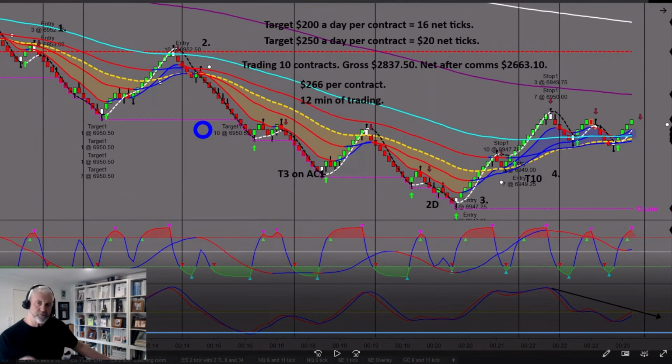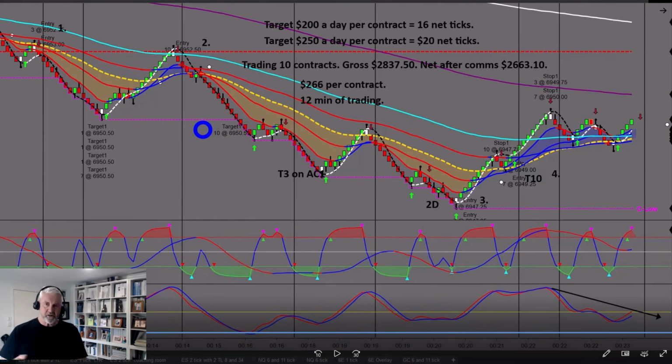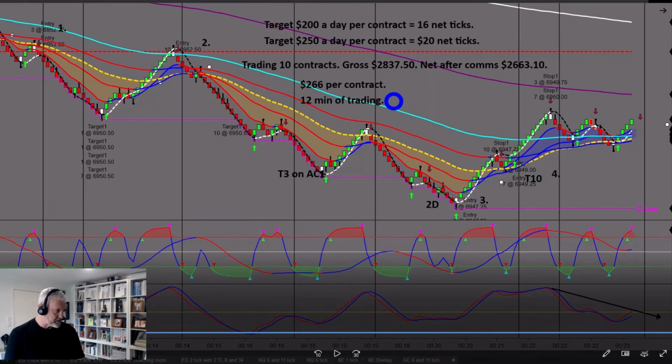And the reason being, if you're scalping 1 tick or 2 ticks, and really it doesn't matter which market you're scalping, it can move really quickly at times. So you really want to be focused when you trade. So in that particular case, it was 12 minutes of trading. There I hit my 20 ticks. That was $266 per contract.